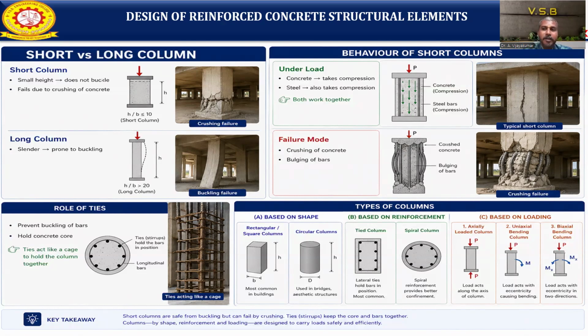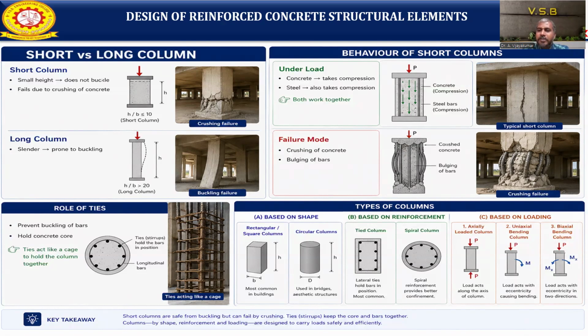In the case of a long column, failure is predominantly by buckling because the height is more. When you apply the load, it starts to buckle. So how can we say it? h by b, height to width, greater than 20, we can classify it as a long column. Now, how does a short column naturally behave under load?